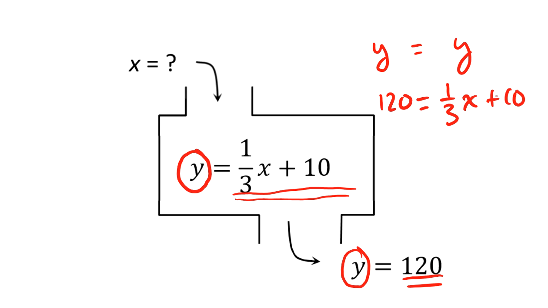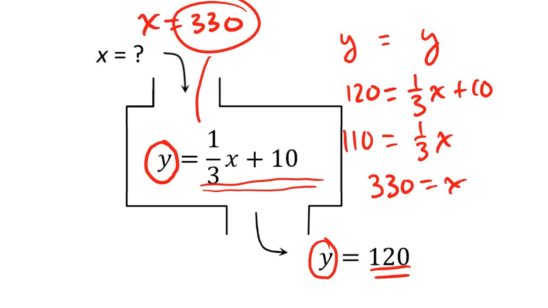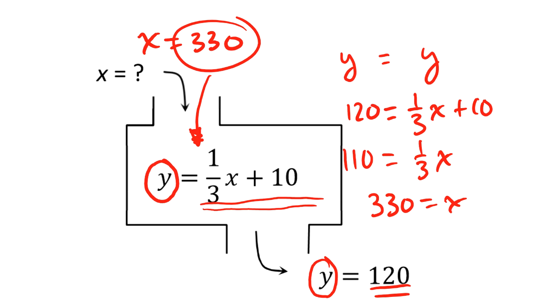I can subtract 10 from each side. That gives me 110 is 1/3 x, and I can also multiply both sides by 3. When I do that, I can see that my value of x would have to be 330. So when x is 330 and that's placed into this function, it should produce an output, and it does, of 120. Don't take my word for it. Perhaps plug it into your calculator.